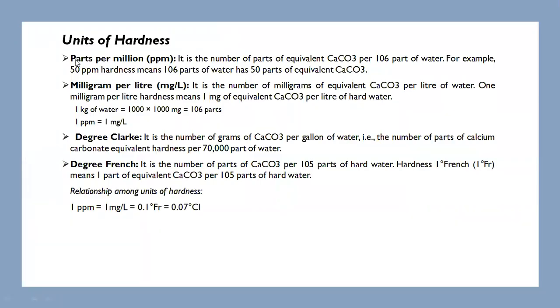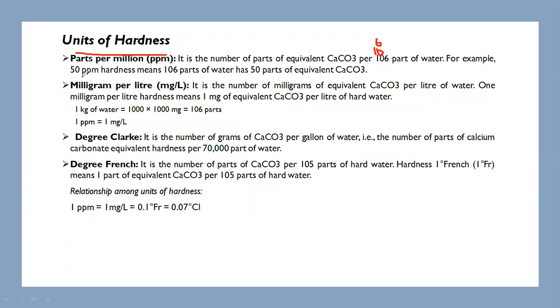Now, parts per million or ppm. It is the number of parts of equivalent calcium carbonate per 10 to the power 6 parts of water. So what is parts per million? It is the number of parts of calcium carbonate equivalent per 10 to the power 6 parts of water.